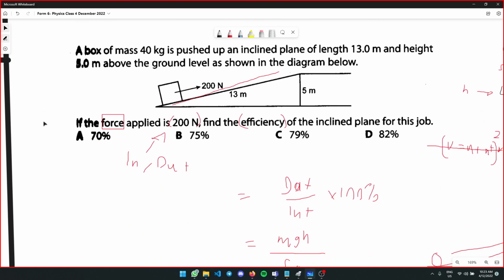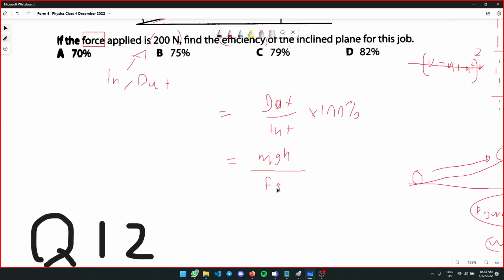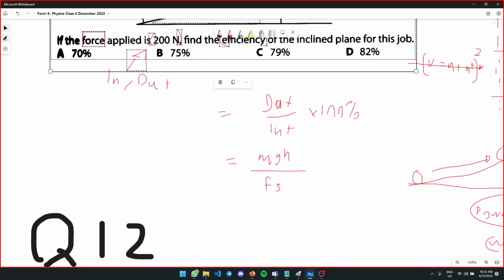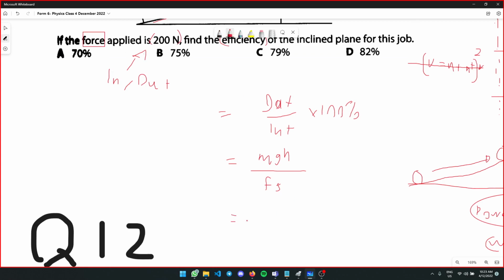That is your output. So what are you inputting? You are inputting a force of 200 Newton across 13 meters. That is your input. So Fs. So m is how much? M is 40. 40 times g times 5.9815.